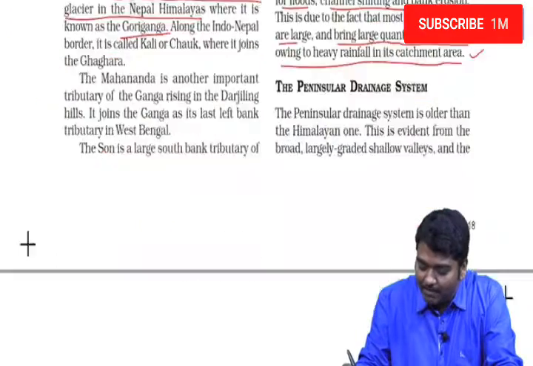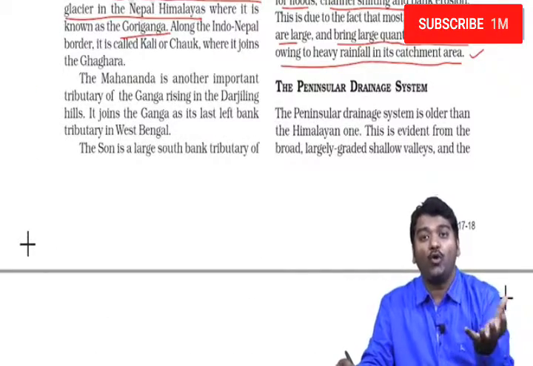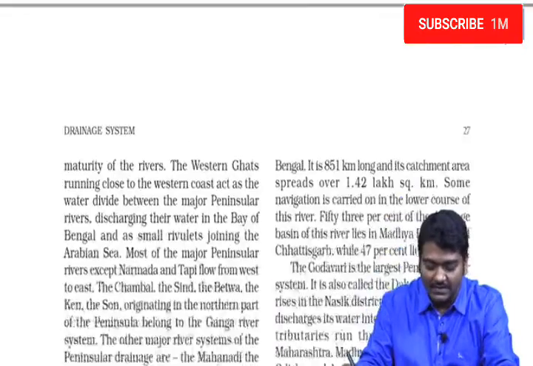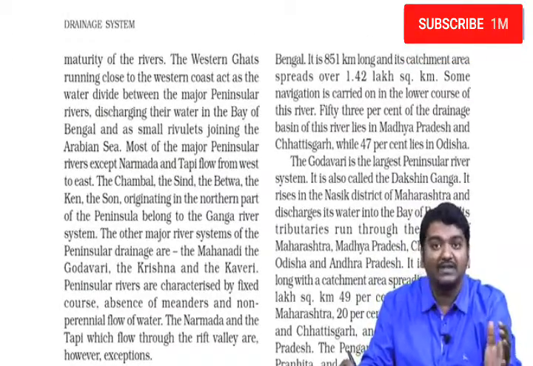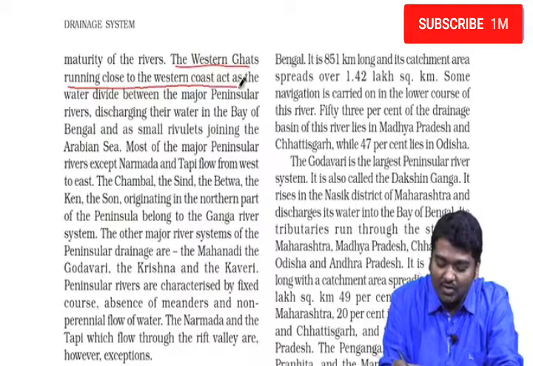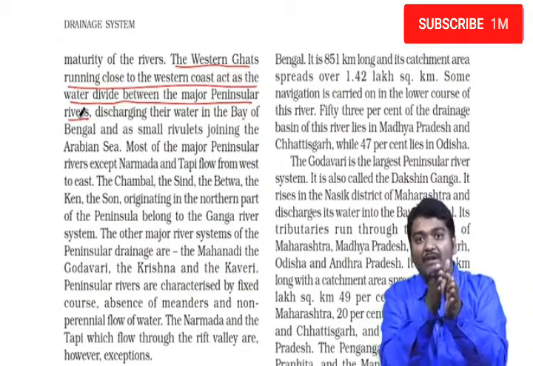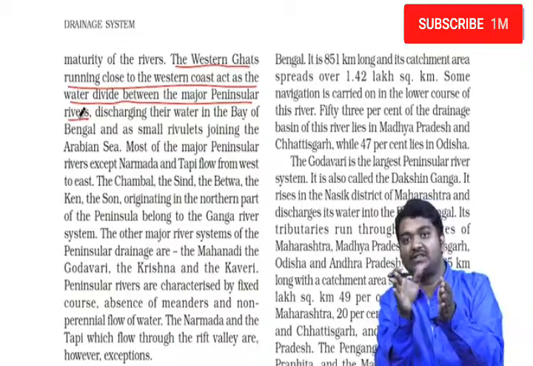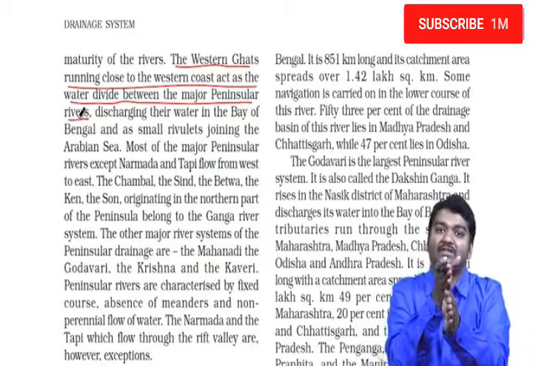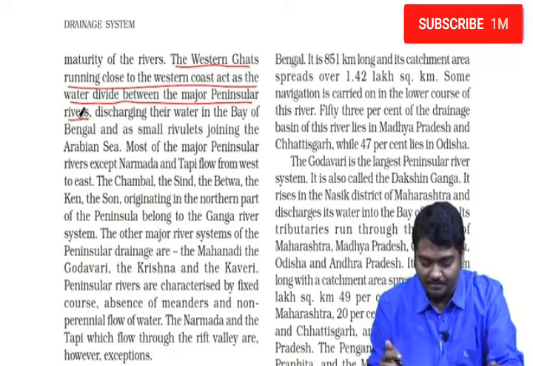Then let us take the peninsular drainage system, where we need to talk about the old system that is actually present. If I am talking about the peninsula, the Western Ghats running close to the western coast act as the water divide between the major peninsular rivers. Some rivers are flowing to the east, towards the Bay of Bengal, and some rivers are moving into the Arabian Sea. So the divide is the Western Ghats.